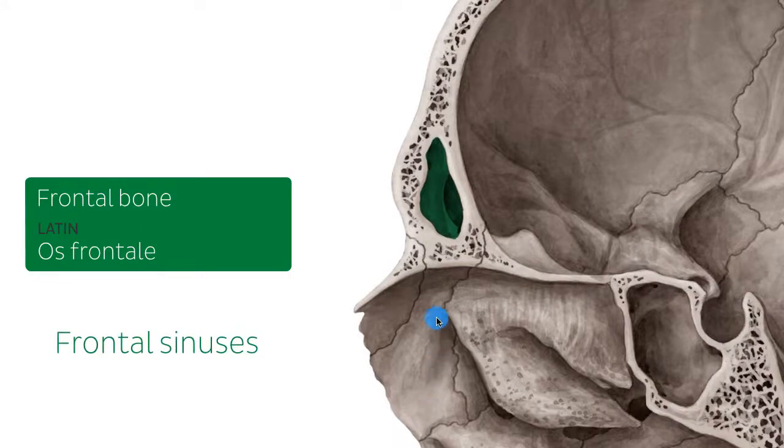In this illustration, we can see that the frontal sinus is situated superior to the orbit. The frontal sinuses are asymmetrical and are separated by thin, bony intrasinus septa. The nasal part of the frontal bone borders the frontal process of the maxilla and the nasal bones.